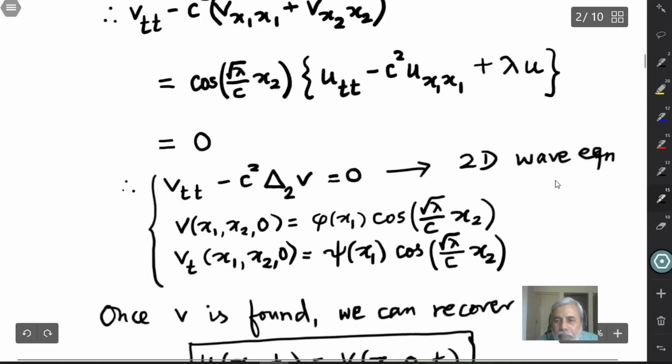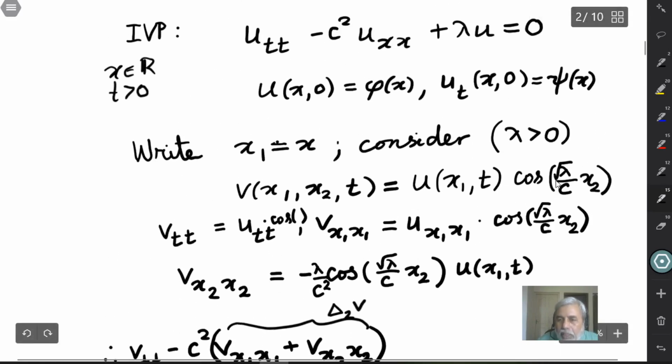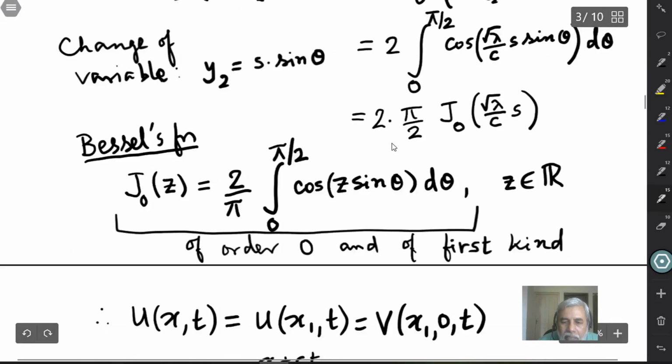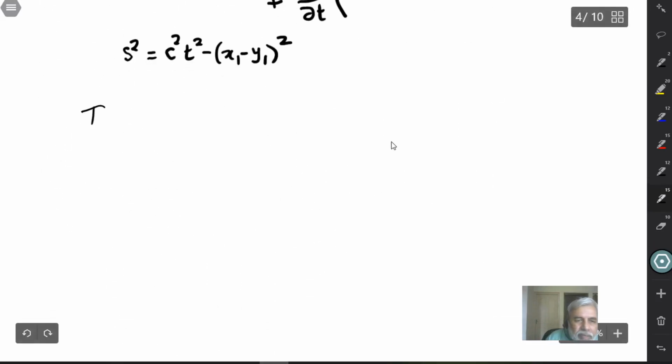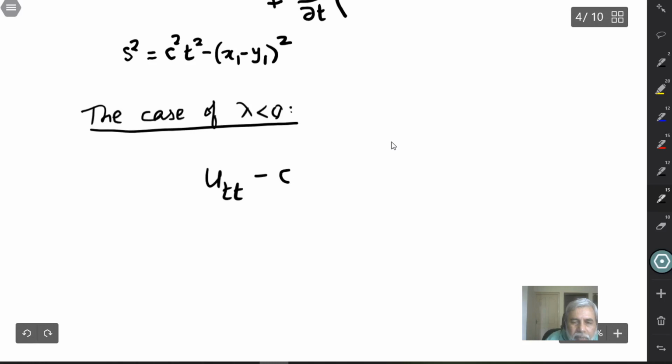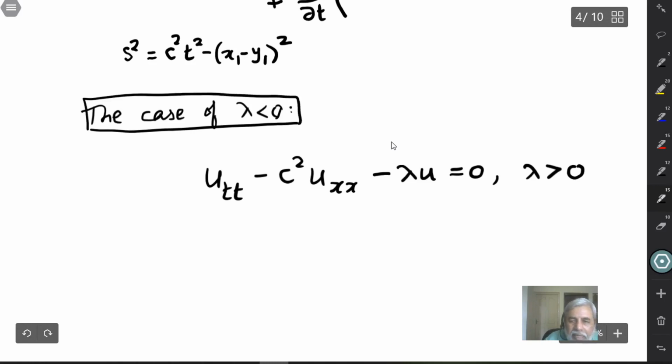Now what about the situation? Here we started with lambda positive. So what if it's negative? The case of lambda negative is very simple again. Now we write the equation as c square u x x, and instead of writing plus lambda u with lambda positive, we rewrite it with minus lambda u, where lambda is positive.